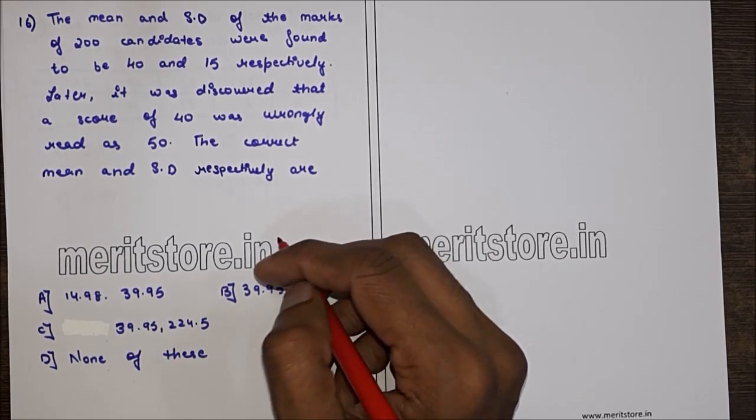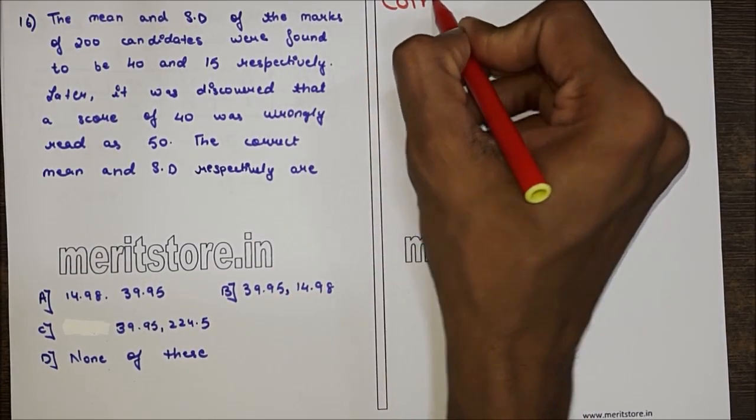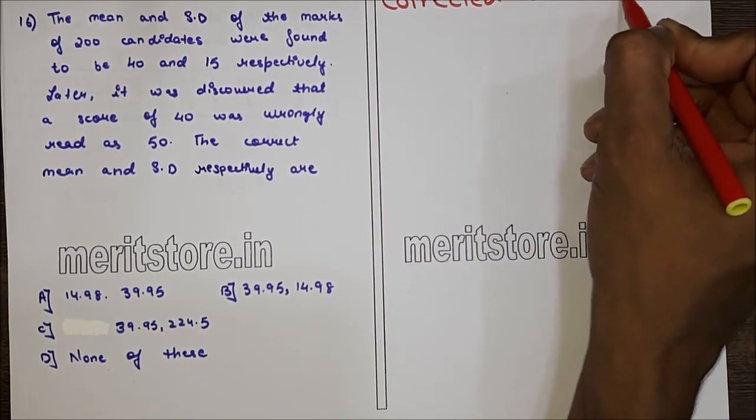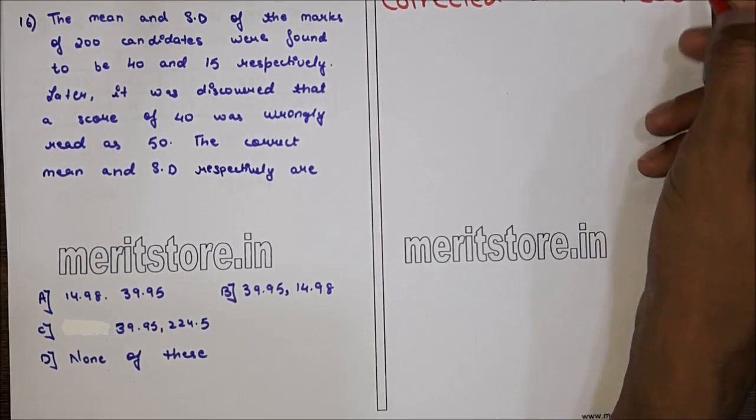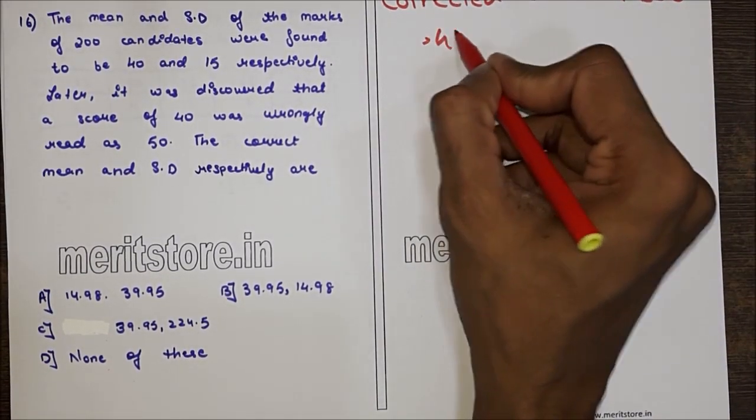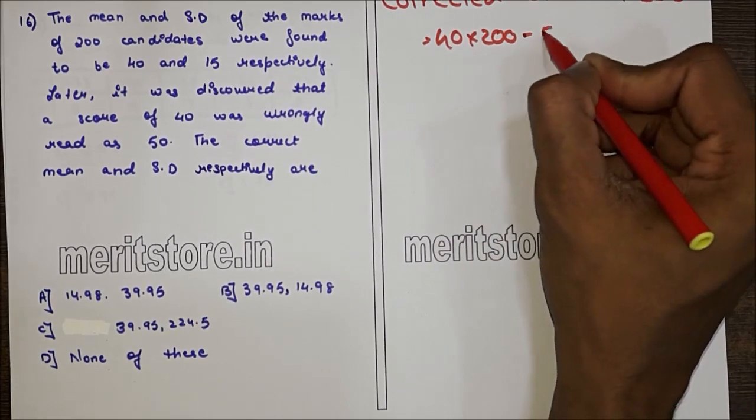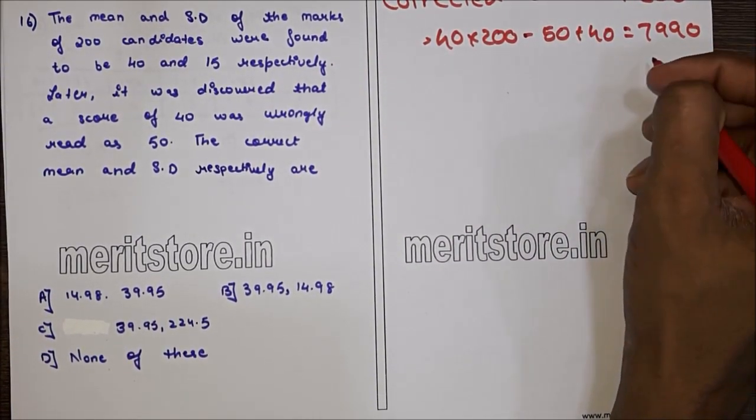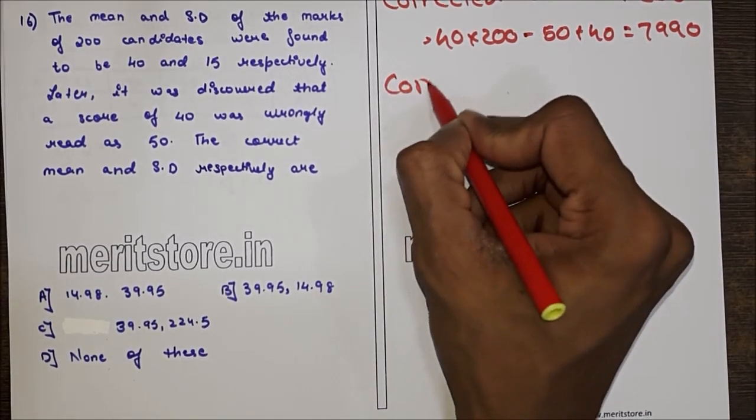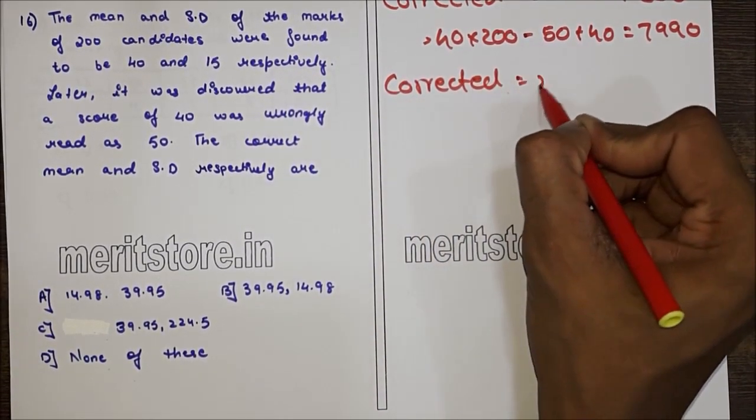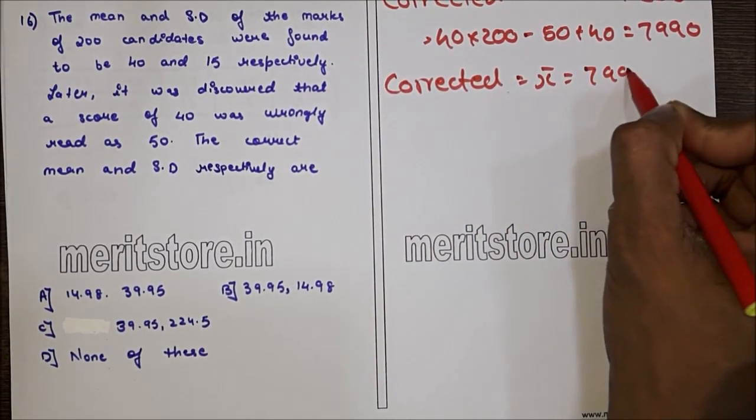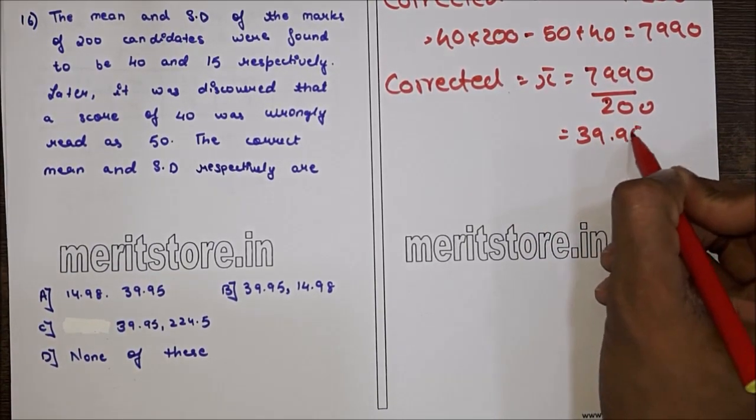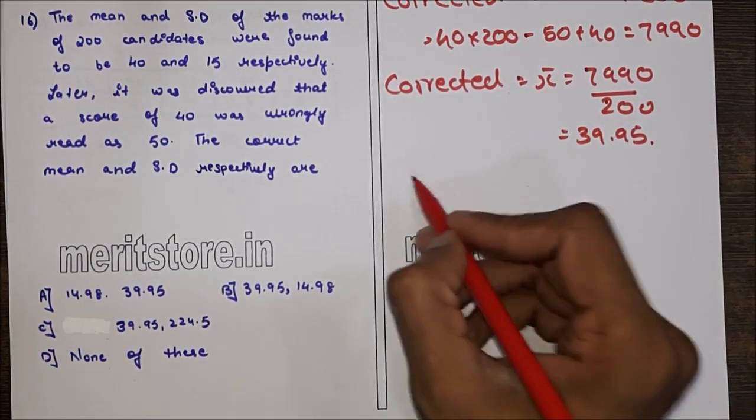So the corrected mean, that is summation of x, which is equal to 40 into 200. Sorry, we can write this as 40 into 200 minus (50 plus 40), which is equal to 7990. Where the corrected mean can be written x bar is equal to 7990 by 200, which we get as 39.95.